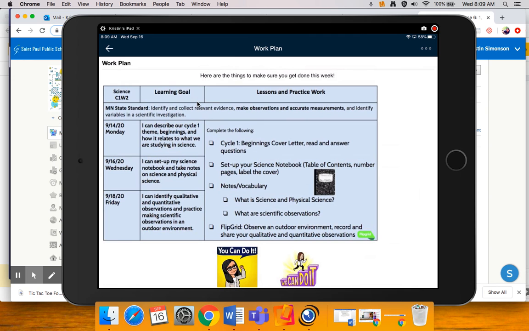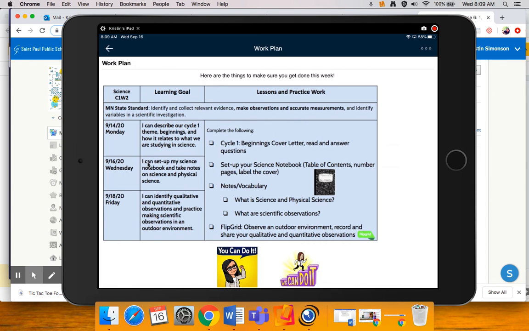So on Monday, you should have submitted your beginnings Cycle 1 cover letter. You read, you highlighted, and then on the back, you drew a picture of a scientist doing something, working somewhere, and then wrote a short 3 to 5 sentence paragraph explaining a time that you were doing science. Most of those are graded, so please start checking your grades and email us if you have questions about that.